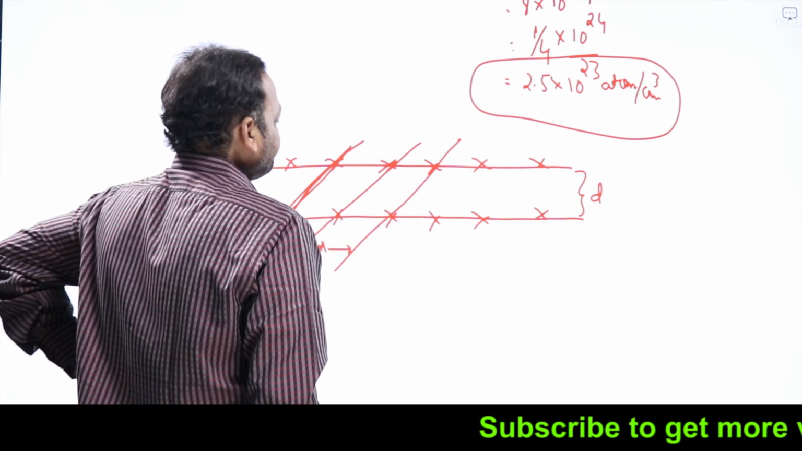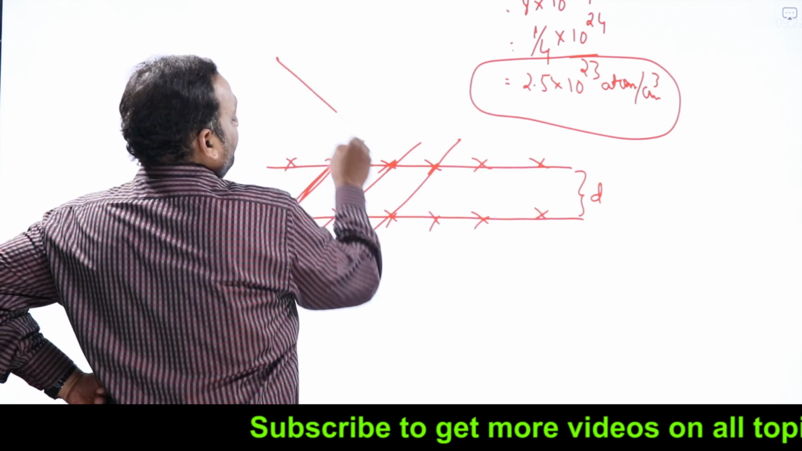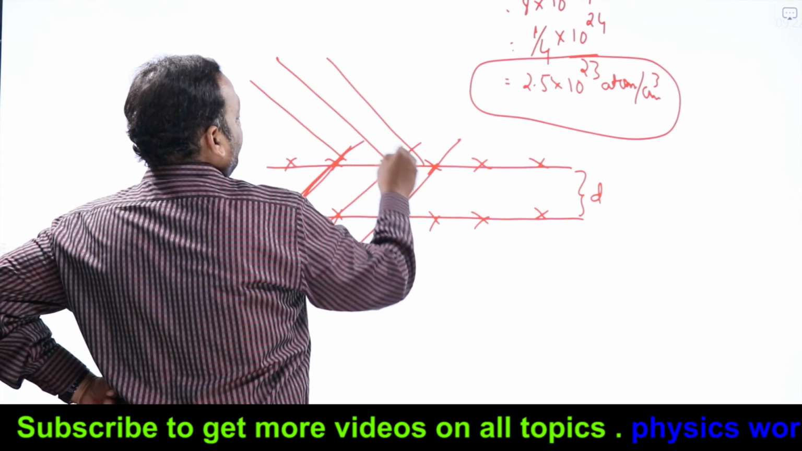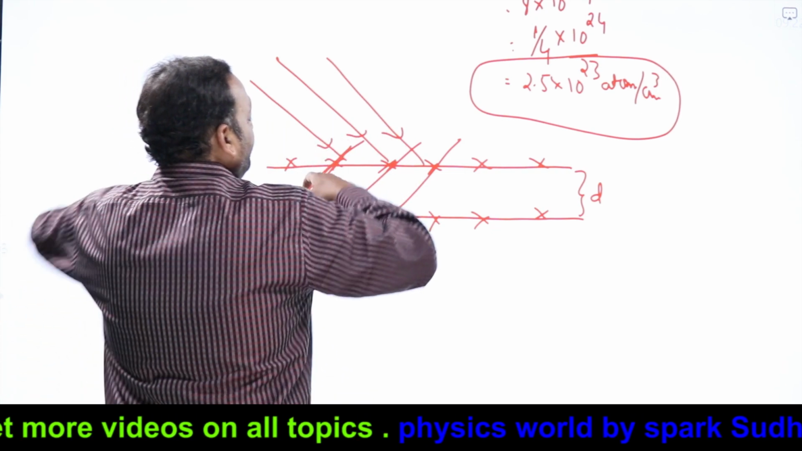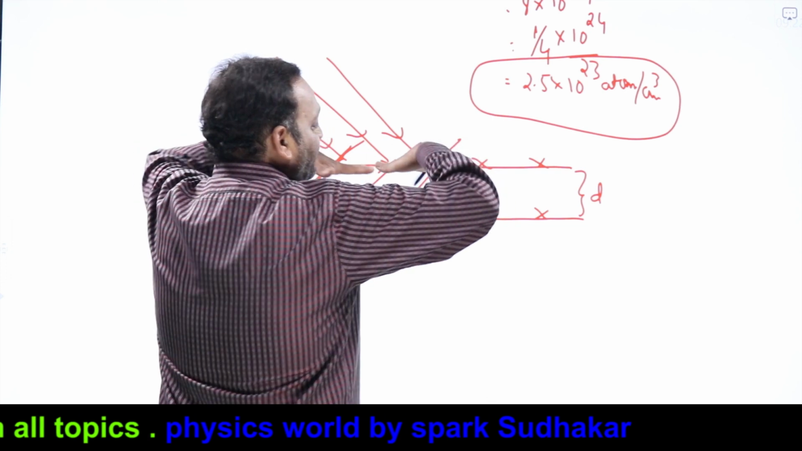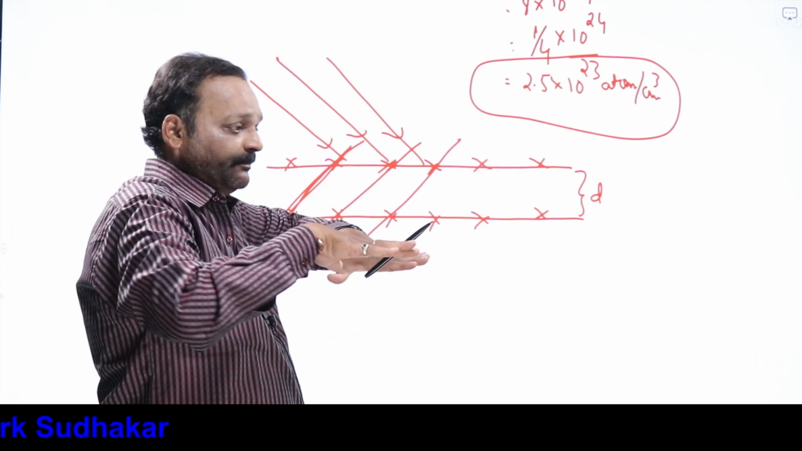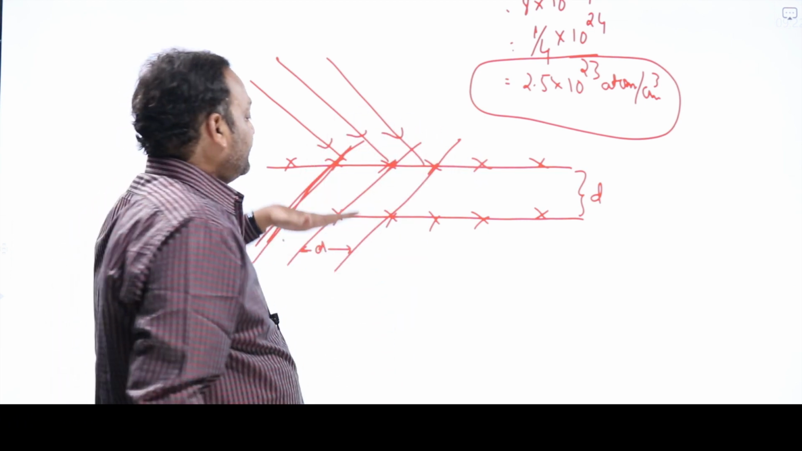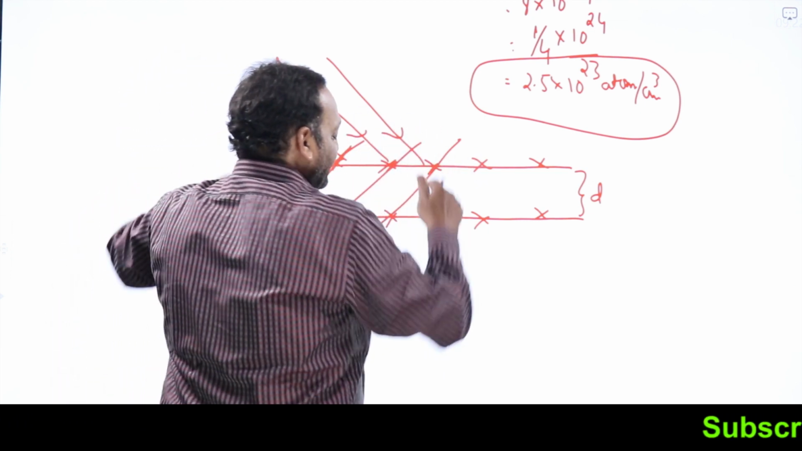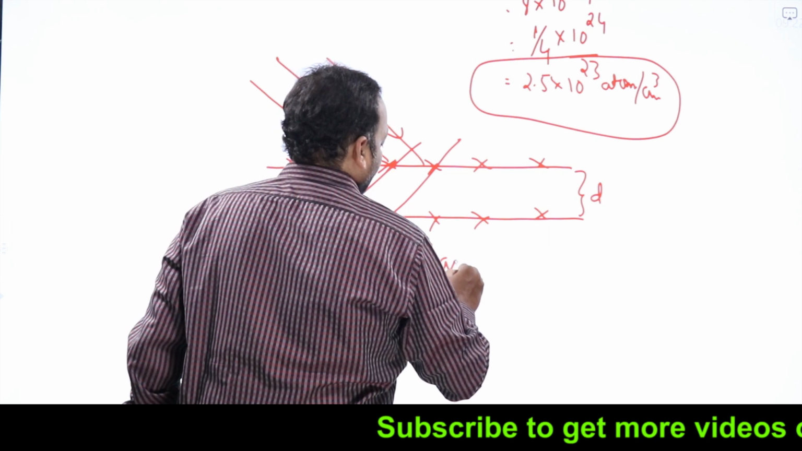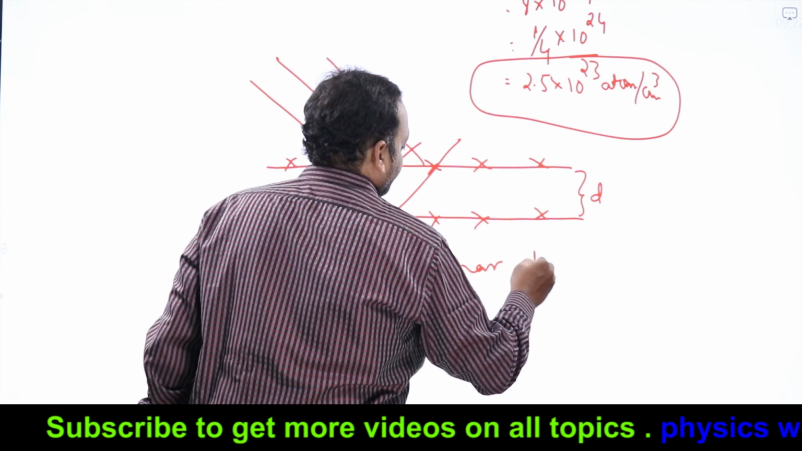Now I'll send a beam of X-rays like this. I want to see how many atoms will be there per square centimeter of this plane. Per square centimeter of that plane, how many atoms will be there? Means what is the planar atomic density? We call it planar atomic density.